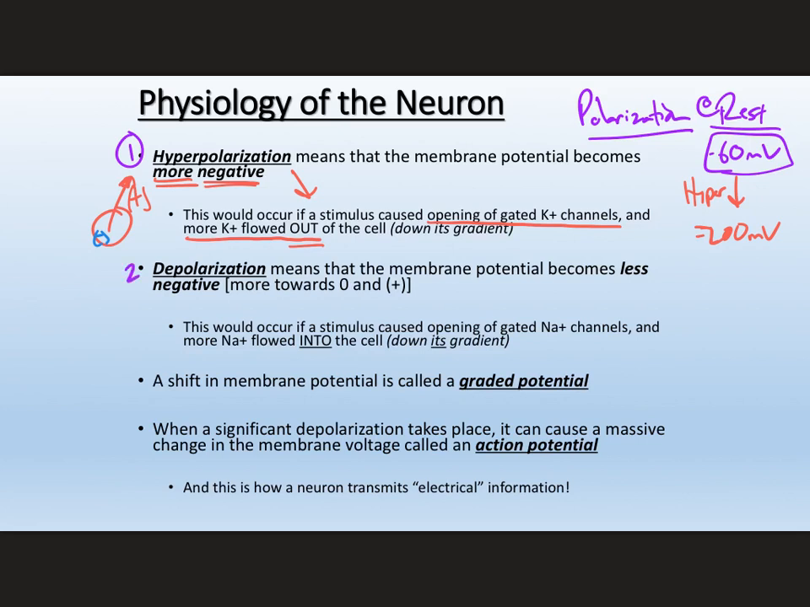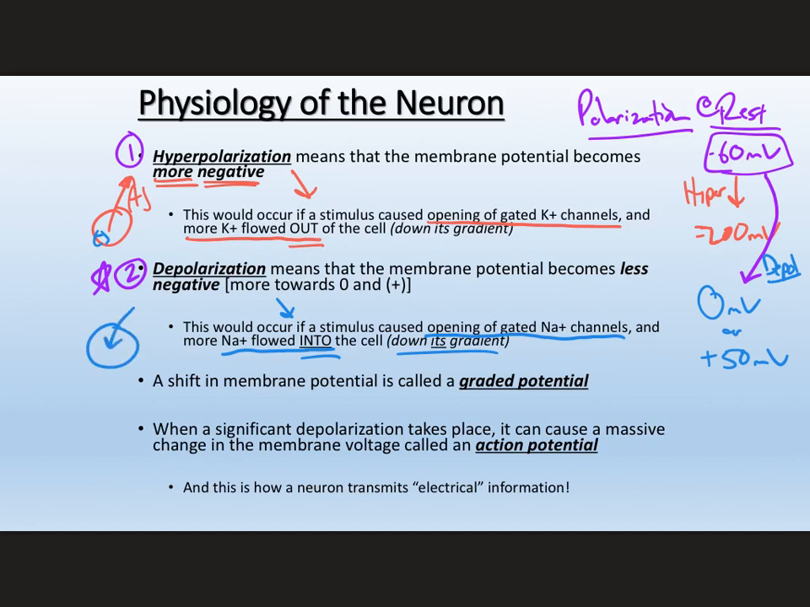But what we're really interested in is the second opportunity here, depolarization. Depolarization means that the membrane potential becomes less negative. So if we were going to depolarize this, it would mean making it something more like 0 millivolts or even positive 50 millivolts or something of that nature. The way to depolarize is opening gated sodium channels, allowing sodium to flow into the cell down its gradient, which makes the inside more positive.